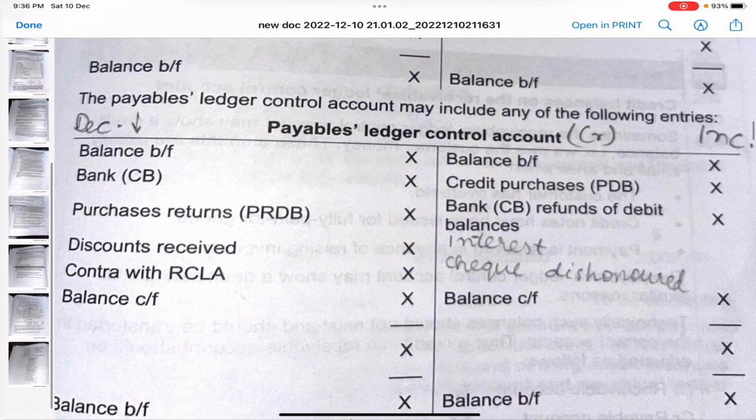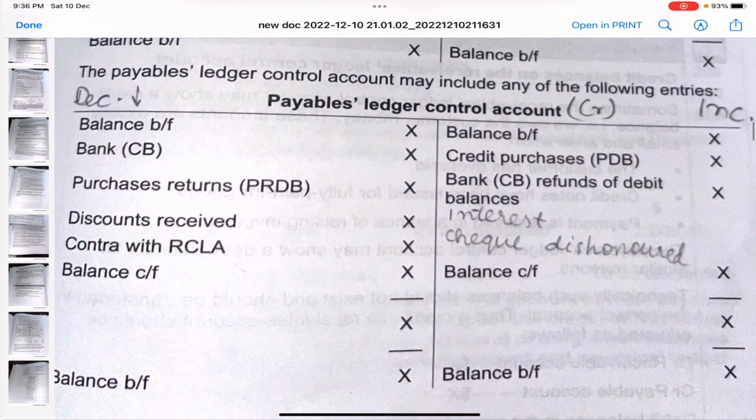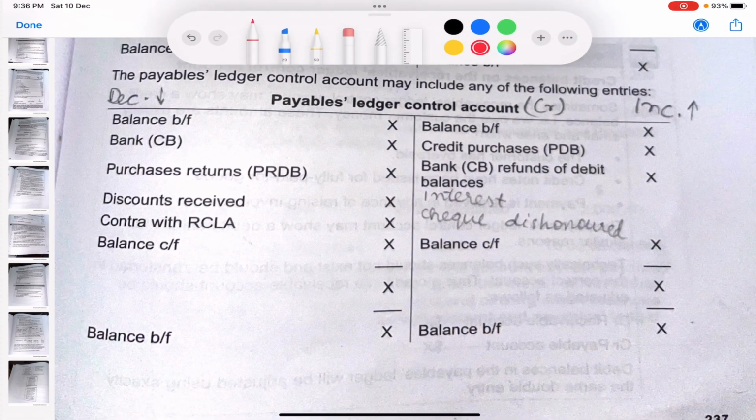Okay, in the same way we are going to do the purchases ledger control account. Since the balance of purchases is credit, whenever payables increase, it's going to be credited. Whenever the payables decrease, it is going to be debited, and the balance will always be credit. And sometimes when you have a negative balance, it will be debit. Okay, so now let's see what are the things which will basically increase the payables balance. We have a balance b/f, we have credit purchases.